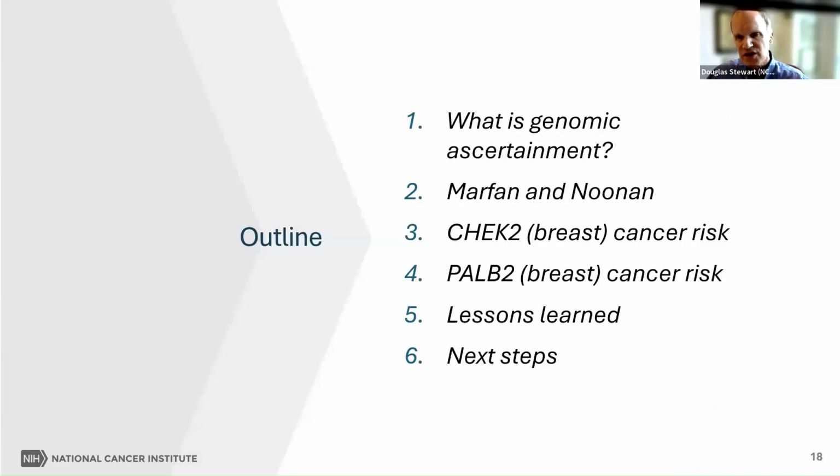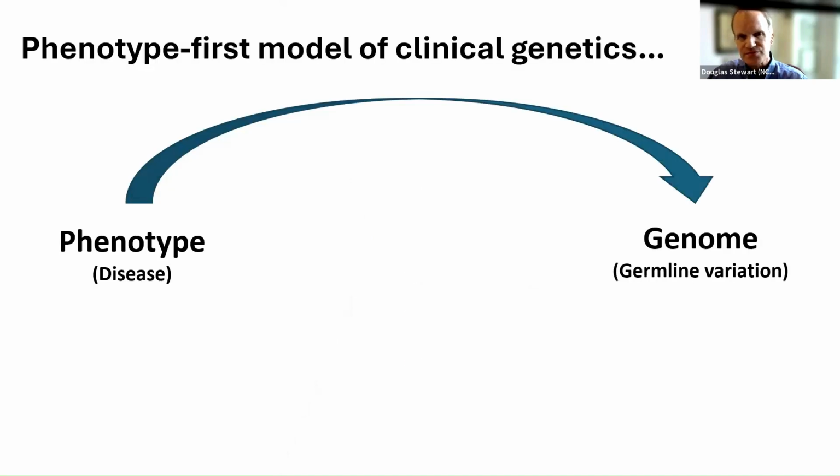So I want to briefly talk about what we mean by genomic ascertainment and give you, deliberately, a non-cancer example to illustrate this, and then talk about CHEK2 and PALB2 and summarize some lessons learned.